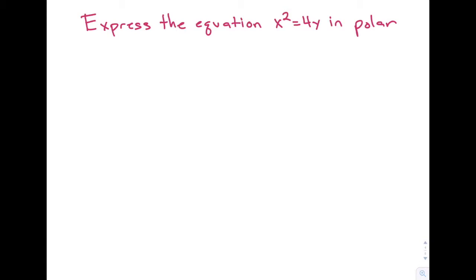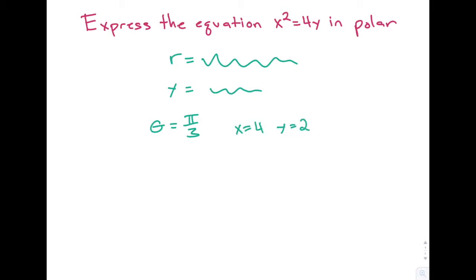So first I should tell you what an equation in polar coordinates might look like. By convention, we'll try to write them as r equals something, just as we try to write y equals something. But you may also see theta equals pi over 3. That's a legitimate polar equation, just as x equals 4 is, or y equals 2.